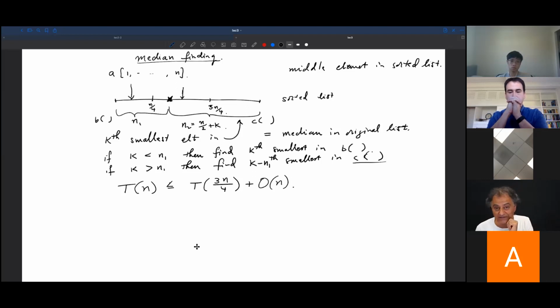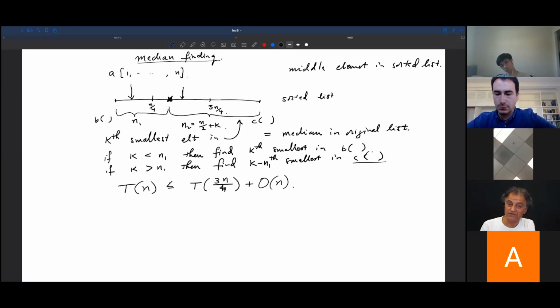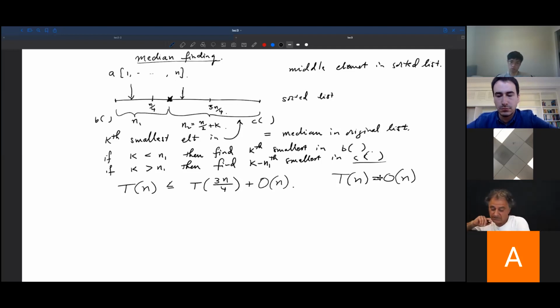And so what we're going to get this way is a geometric series, right? n, 3n over 4, 3 over 4 squared times n, and so on. So T of n is just big O of n. So you can do it this way, or you can read it off the master theorem. It's all the same. Okay, so all this is great, except we haven't answered the question: how do we find this middle element?